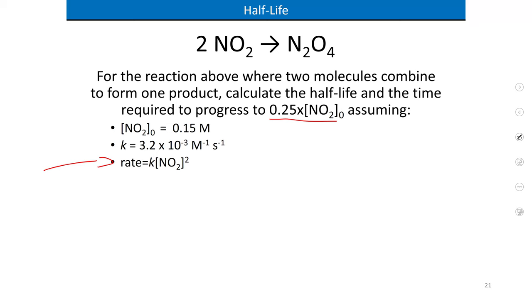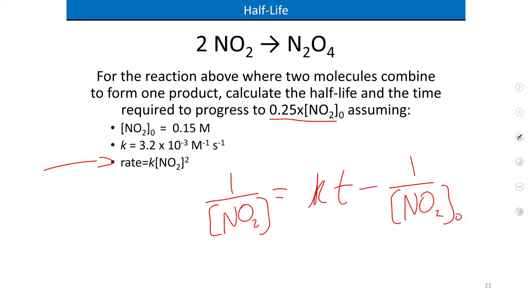K is going to be K no matter what. It's always going to be the slope of the linear form of it. It always factors into an integrated rate law. We need K to do any calculations, but knowing which equation to use is going to depend on the rate law, the order of the reaction. So if we know it's second order in nitrogen dioxide, we can write, well, 1/concentration of NO2 is equal to K times T plus one over concentration at time equals 0. And we know to use that equation because it's second order.